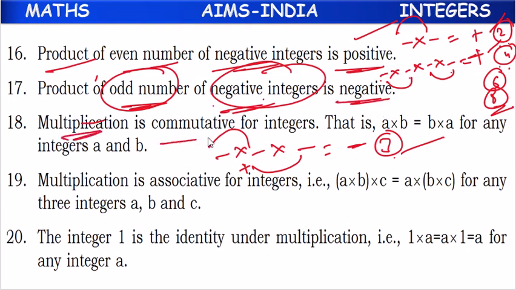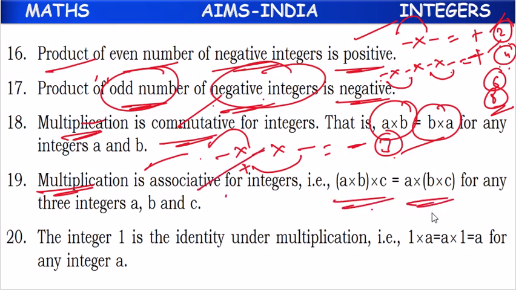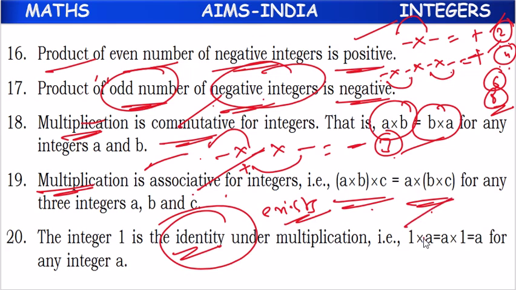So multiplication is commutative, which means a into b equals b into a. This is true, so that's why multiplication is commutative. Multiplication is also associative: a into b into c equals a into b into c. In multiplication, an identity element also exists, which is 1. If you multiply a with 1 or 1 with a, the answer will be a only.